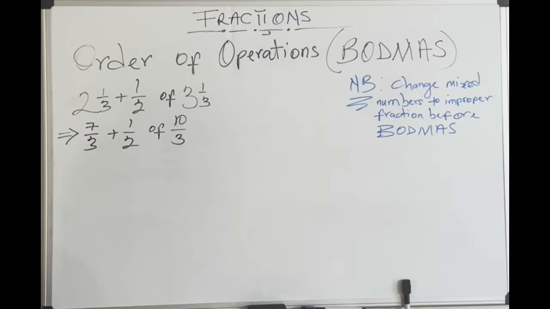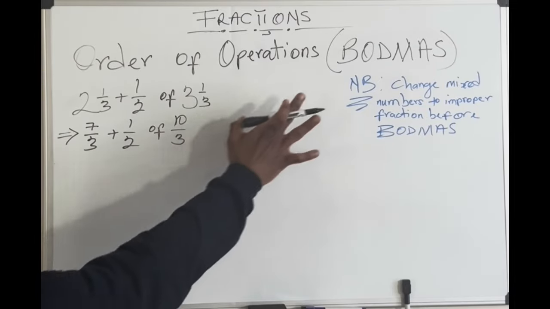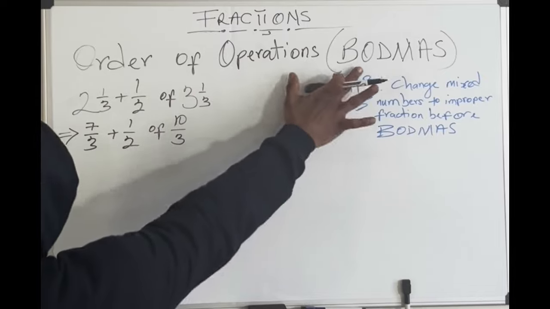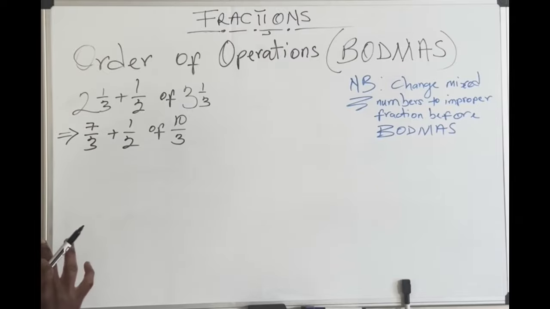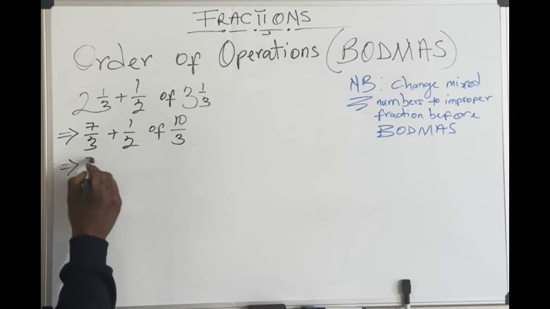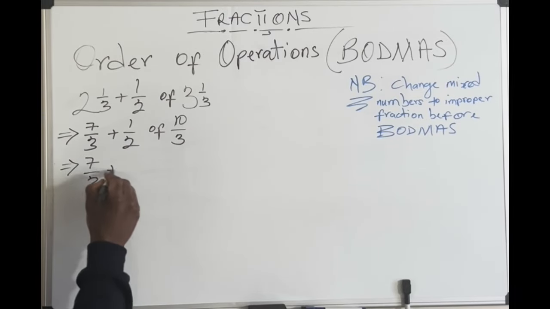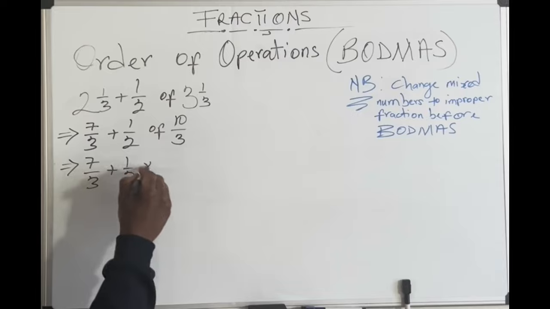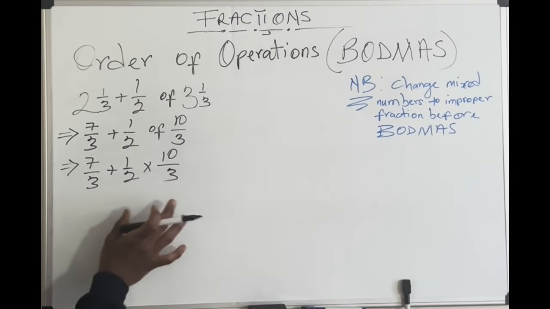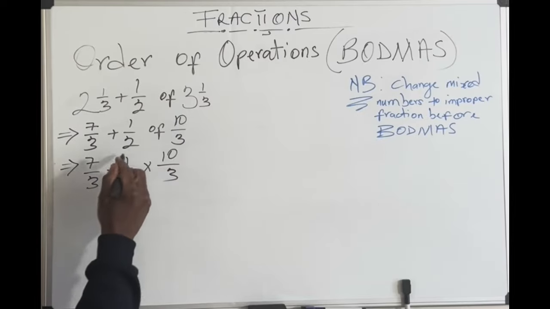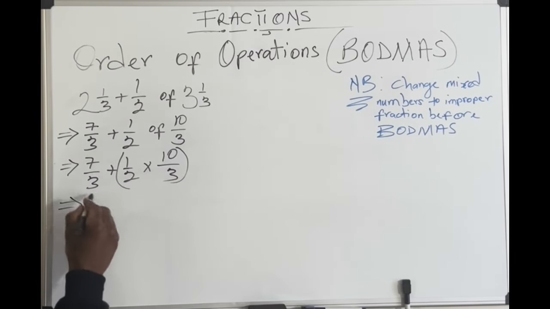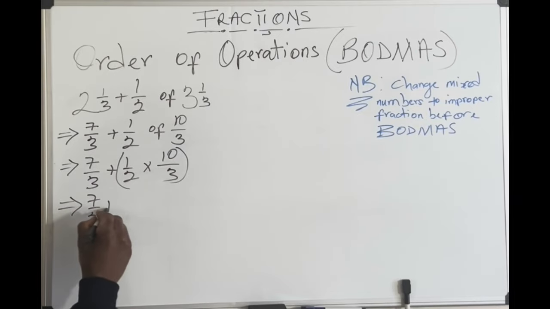Okay, and then right after that, we will look for brackets, B. We don't have any bracket, so the next will be O, which is of. Of also means multiplication, so we will deal with this. So 7 over 3 plus 1 over 2 times 10 over 3. And then since we are dealing with this, we need to put a bracket and deal with it. So 7 over 3 plus.